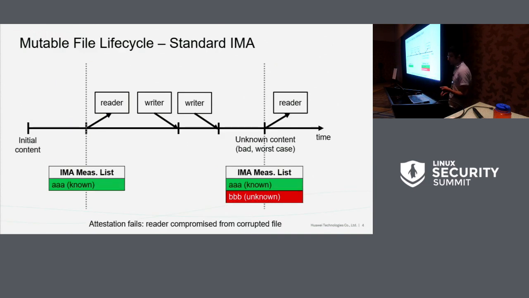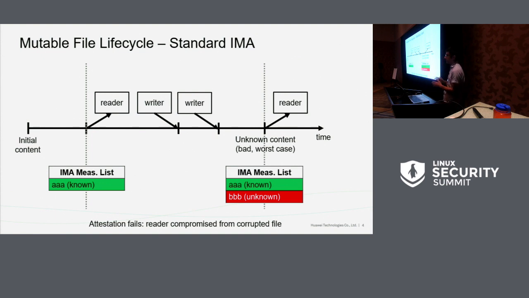Why do we need an integrity policy? Basically, we have a standard IMA. This is the life cycle of mutable files. Initially, the content is known, and when the reader reads this file, this can be recognized from a list of reference measurements. However, after the first access, there are some writes.